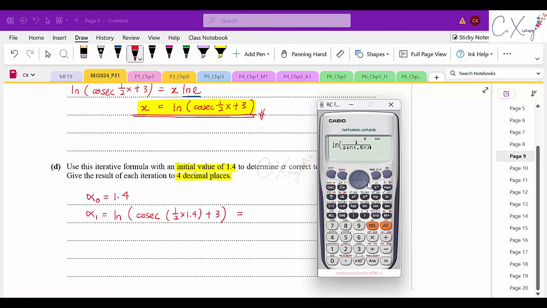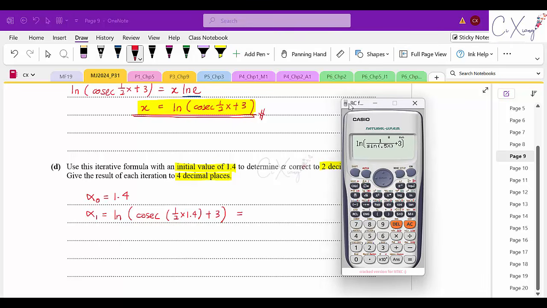Then the plus 3 is beside, right? Okay, then close bracket for the ln. And again, because this particular equation involves the trigo function, your calculator must be in radian mode. So take note of your unit here, radian. Then now we need to start the iterative process.